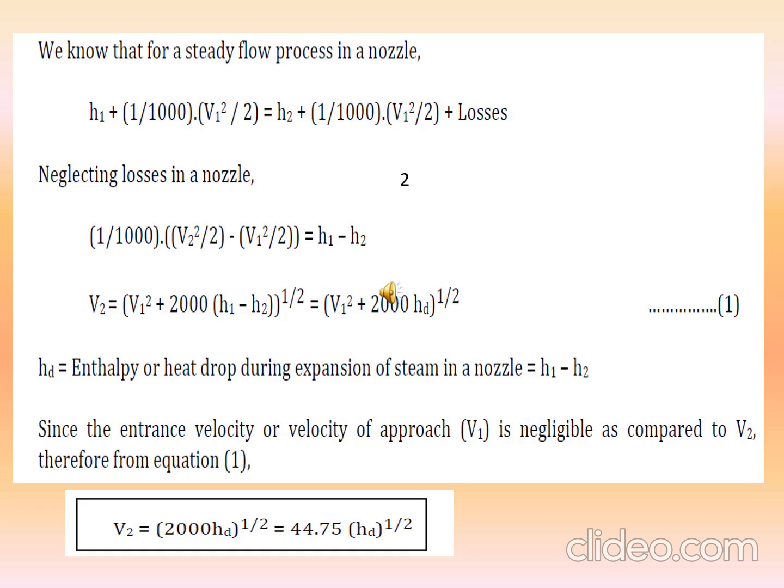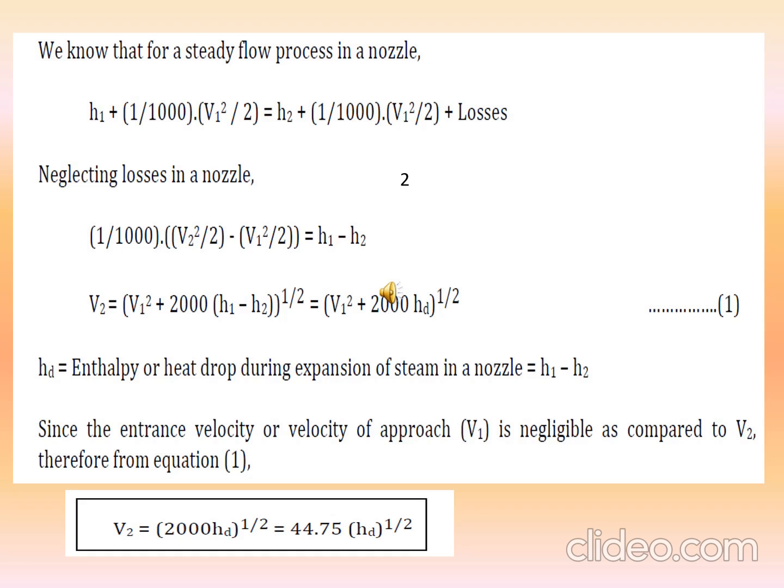Then if we find the velocity at the exit, v2, what will be the formula? It will be the square root of v1 square plus 2000 (h1 minus h2), or v2 equals the square root of v1 square plus 2000 HD, where HD means heat drop or enthalpy drop. Taking the square root of 2000, we can say that v2 equals 44.75 times the square root of HD, or 44.75 times the square root of (h1 minus h2).